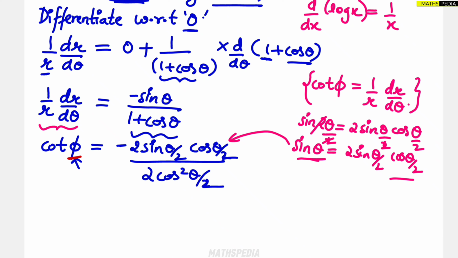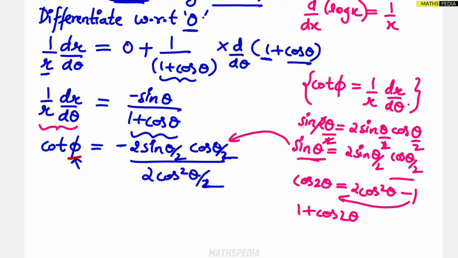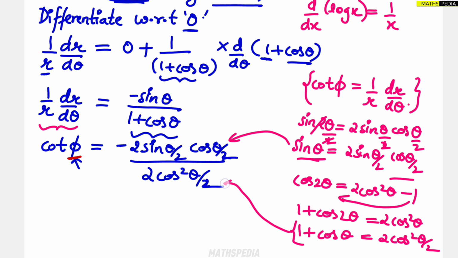Simple. Next formula: cos 2 theta, we know it is equal to 2 cos square theta minus 1. If I bring this minus 1 to the other side, it will become 1 plus cos 2 theta, which is equal to 2 cos square theta, right? Now, if I take the angle again by 2, it will become 1 plus cos theta is equal to 2 cos square theta by 2, correct? This particular formula has been applied over here. Simple concept.